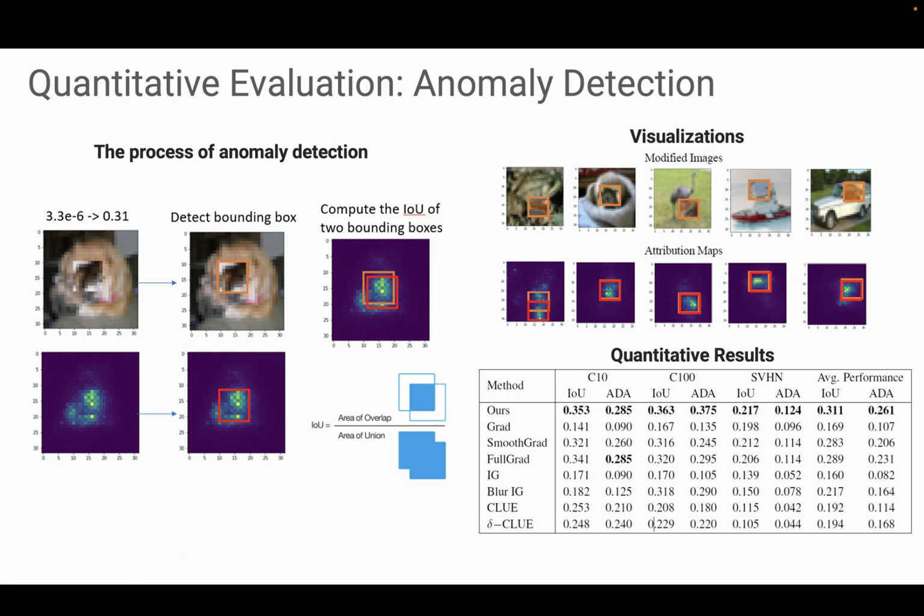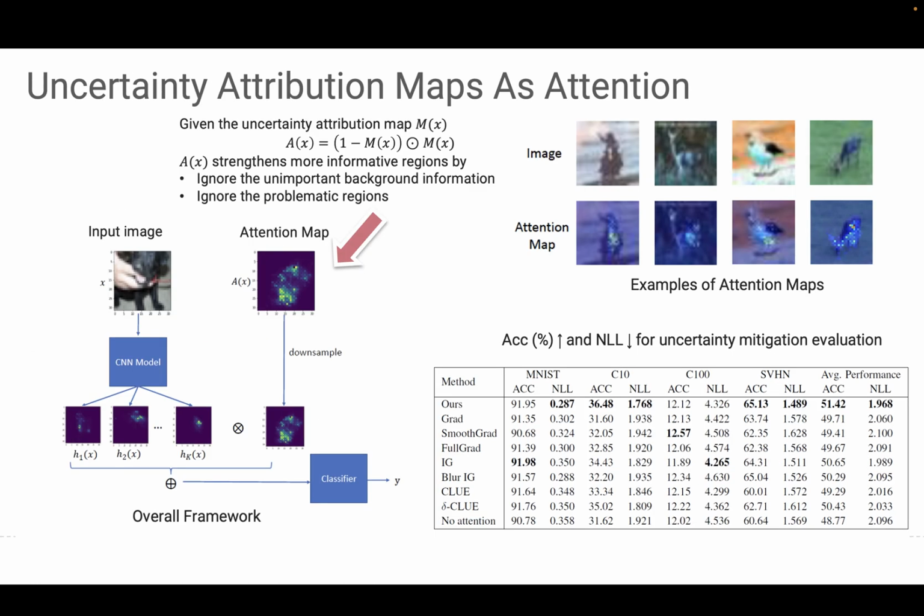We also consider anomaly detection. In this process, we synthetically create the ground truth problematic regions by replacing one patch of the original image with one patch from other images. We can also use our method to detect the problematic regions and compare the two bounding boxes. The IOU is provided, which is the area of the overlap divided by the area of the union. More visualizations are provided here, and we also show quantitative results showing that our method achieves the best performance compared to state of the art.